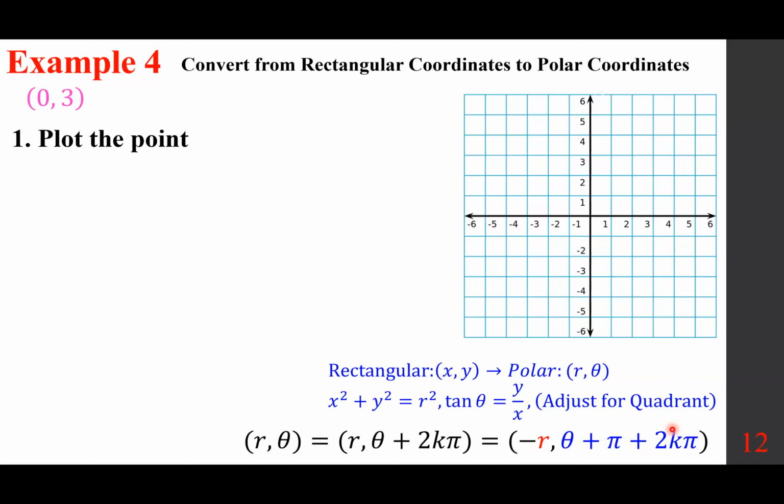Plot the point 0, 3. We are using the grid. Determine r and theta.